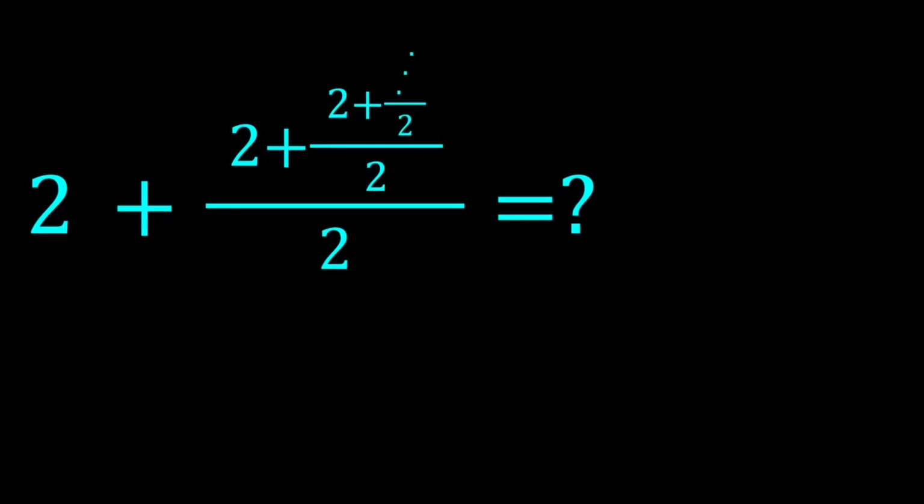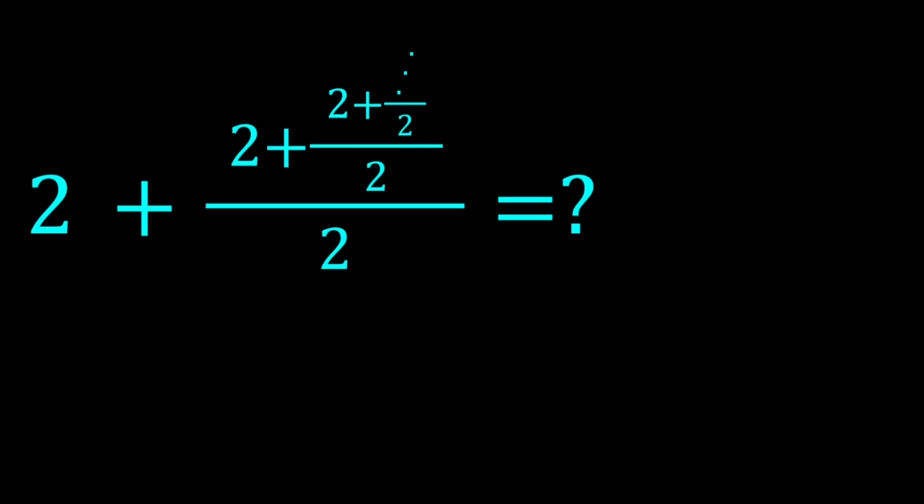Hello everyone. In this video we're going to be looking at an infinite fraction, an infinite expression in the form of a fraction. We have something like 2 plus, and then in the denominator we have a 2, and the numerator is 2 plus, and then 2, and then 2 plus 2, so on and so forth. So instead of going downward, this is just going upward.